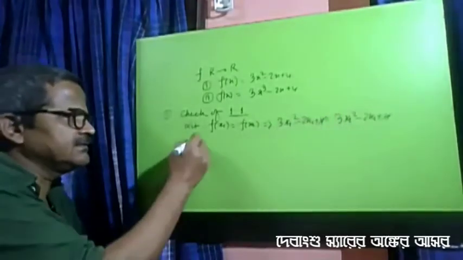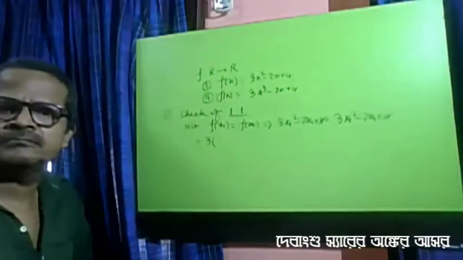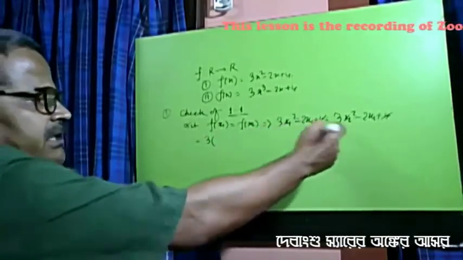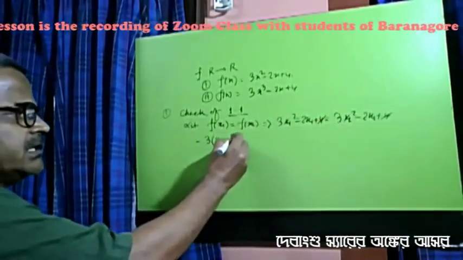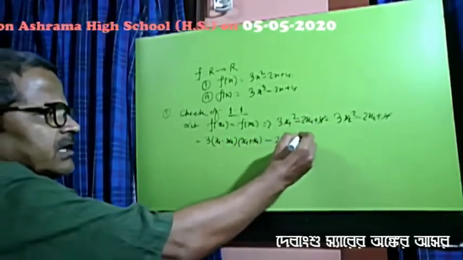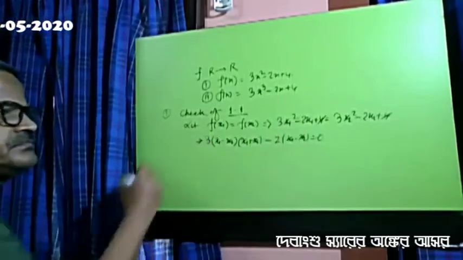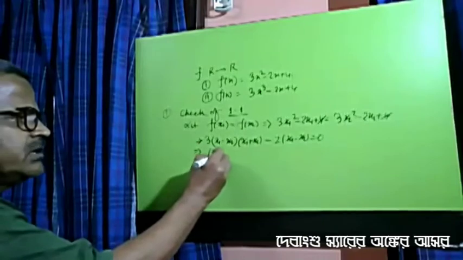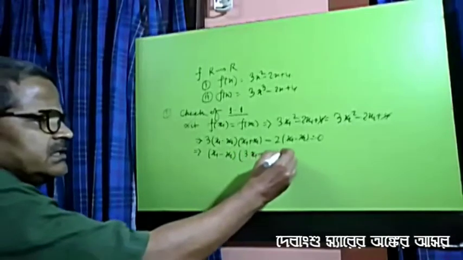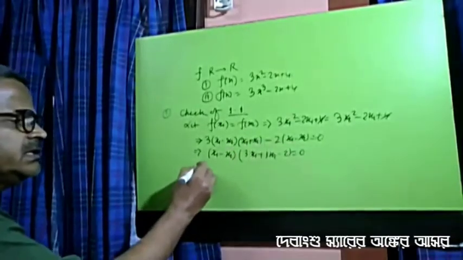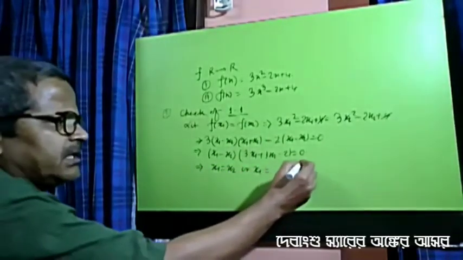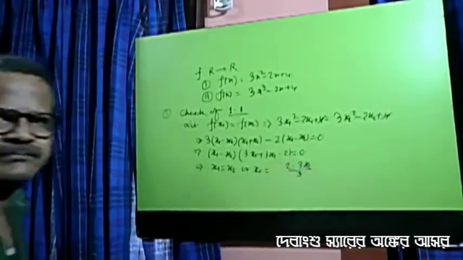4 4 cancel. Sir, the writing is not clearly visible. Now after simplification it is 3 into x1 square minus x2 square, so x1 minus x2 into x1 plus x2, minus 2 into x1 minus x2 is equal to 0. That implies x1 minus x2 into 3x1 plus 3x2 minus 2 is equal to 0. That implies x1 is equal to x2 or x1 is equal to 2 minus 3x2 by 3.